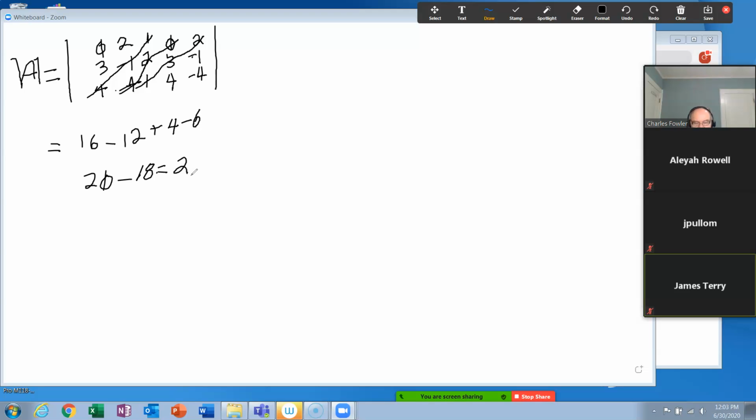Now, if you have a matrix that's both upper and lower triangular, that means you have a diagonal with zeros above it and zeros below it. That's called a diagonal matrix. It is an upper and a lower triangular matrix at the same time. That means the only entries in it are on the diagonal. Only non-zero entries are on the diagonal.